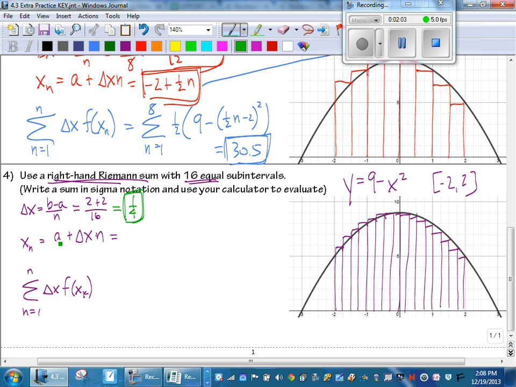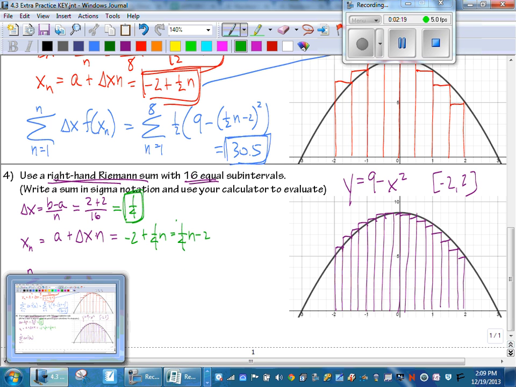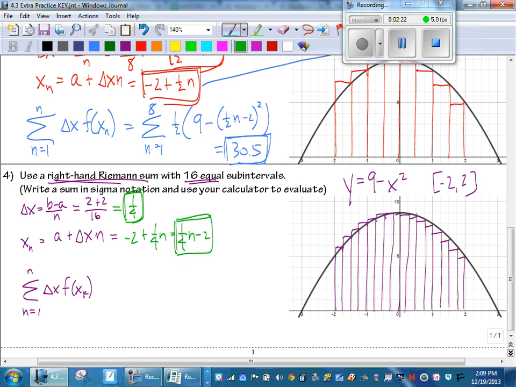So it's going to be a, which is -2, plus delta x, which we established was 1/4, times n. Or maybe more commonly we would write it as 1/4 n minus 2. Alright, so that's our x sub n. So our first rectangle, if we put 1 in for n, that gives us -1.75. That's the x value we're plugging in for the first rectangle's height. For the second rectangle, when n is 2, we get -1.5. That's what we're plugging into this function to find the height of the rectangle, and so on.